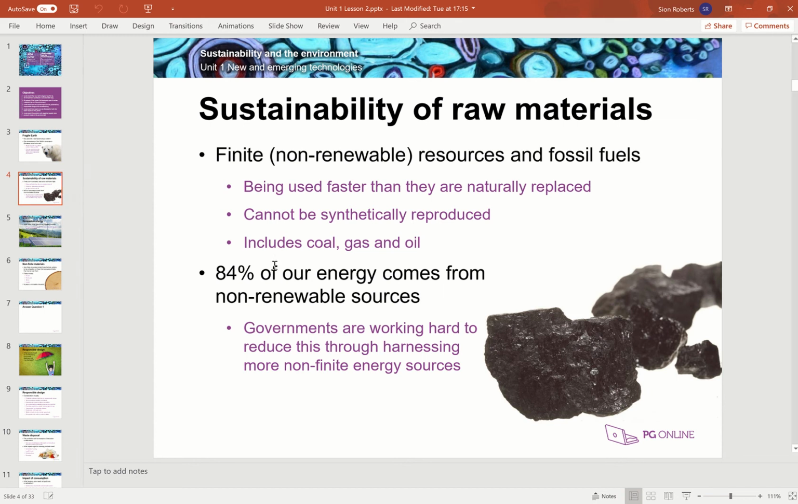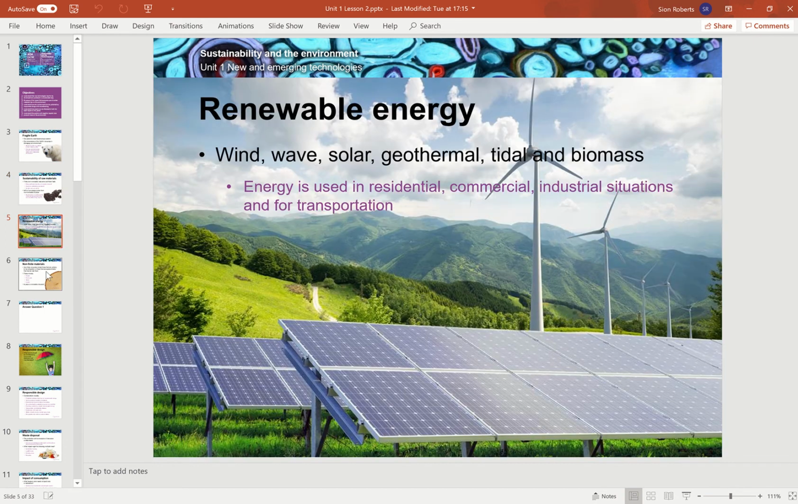84% of our energy at the moment comes from non-renewable sources, and that's because of the fact that technology is not quite there yet. People have objections to it on a moral ground and things like that. So there's a big push towards renewable energy.